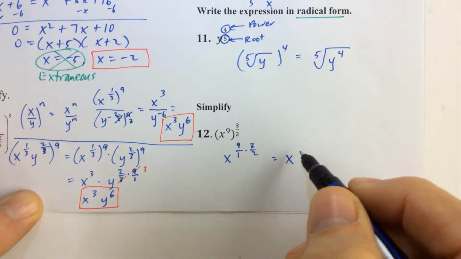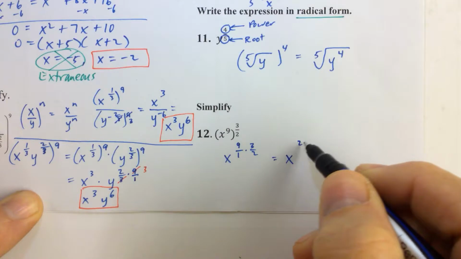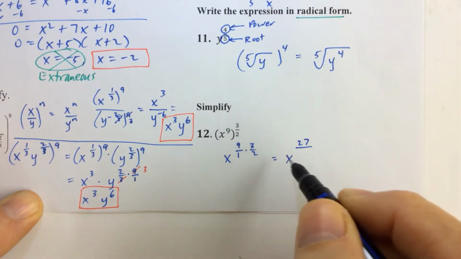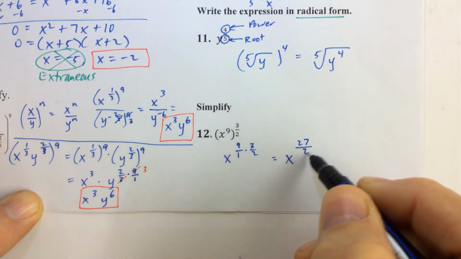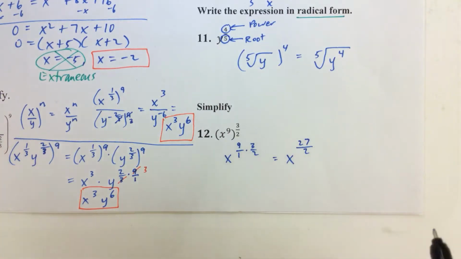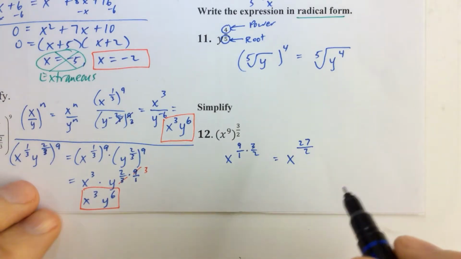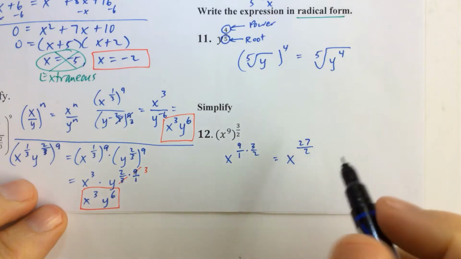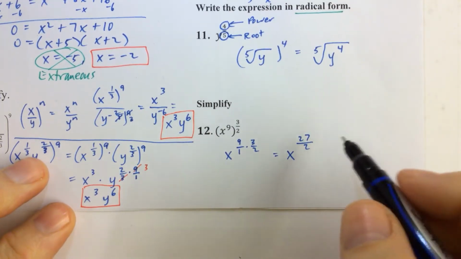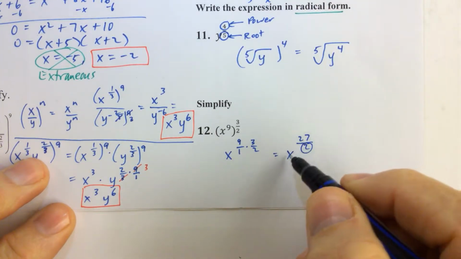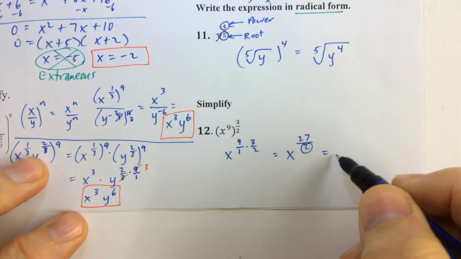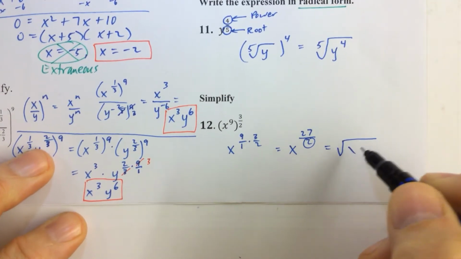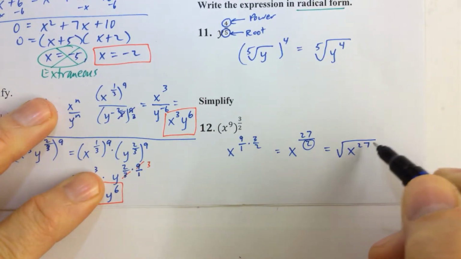Basically, we have x to the 9 times 3 is 27, and then 1 times 2 is 2. So we can leave it like that, but then we won't get full credit because that's not fully simplified. So what do I mean? Well, we want to fully simplify this. We've got to go back to sorting cards, if you remember that lesson, where here we have the square root of x to the 27th. So that means a square root of x to the 27th power.